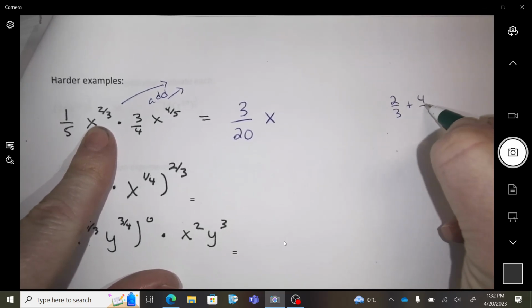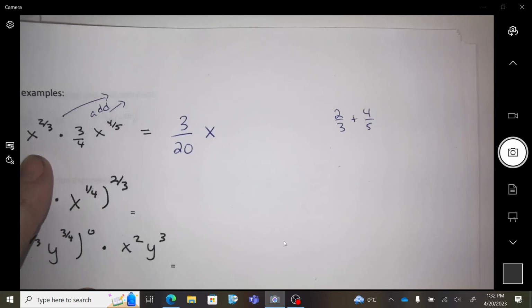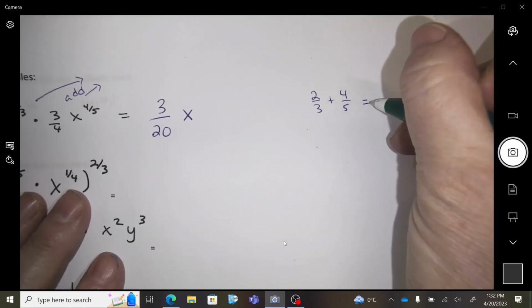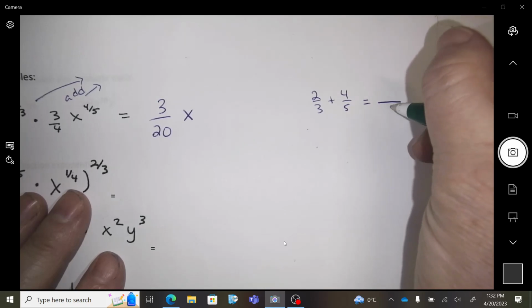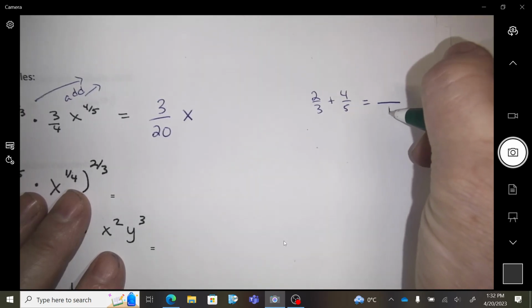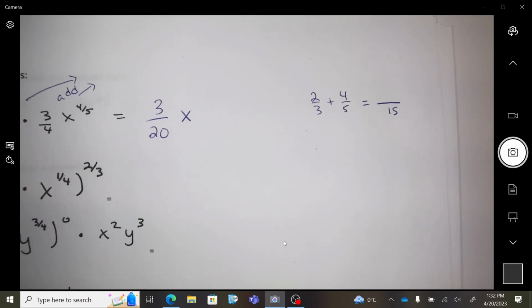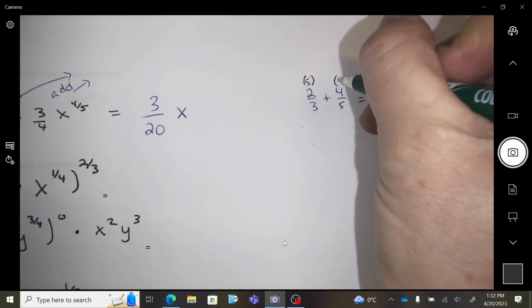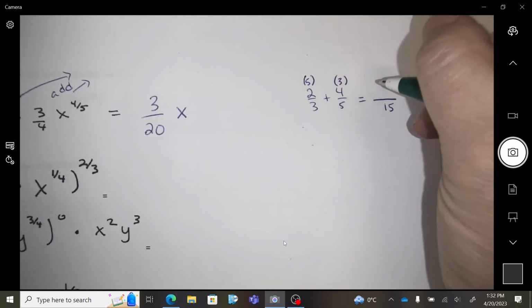Okay, so I'm going to go onto the sideline here. 2/3 plus 4/5. I need a bottom denominator. I'm going to pick 15. So this times is by 5, and this times is by 3.